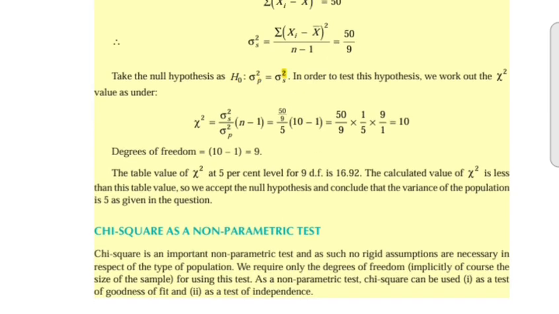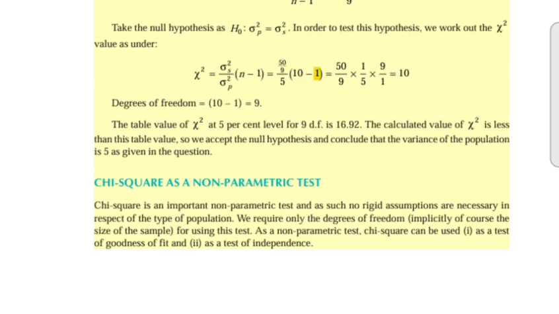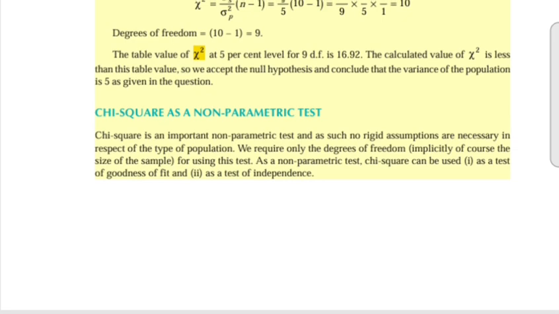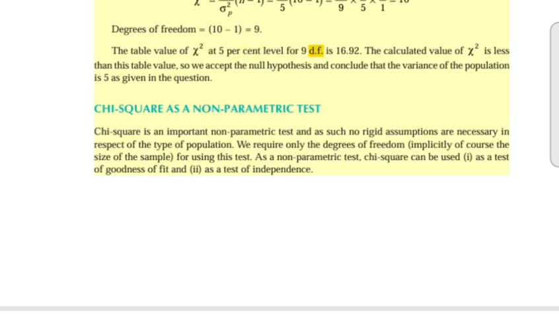Take the null hypothesis as H0: sigma squared equals 5. In order to test this hypothesis, we work out the chi-square value as under, with degrees of freedom equal to 10 minus 1, equals 9. The table value of chi-square at the 5% level for 9 d.f. is 16.92. The calculated value of chi-square is less than this table value, so we accept the null hypothesis and conclude that the variance of the population is 5 as given in the question.